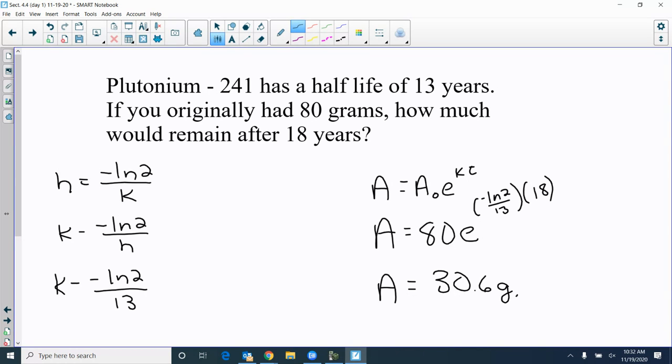So just understanding that the half-life is 13 years, after 13 years you can only have 40 grams left. You're not going to hit another half-life, so it has to be somewhere between 20 and 40 for that one.